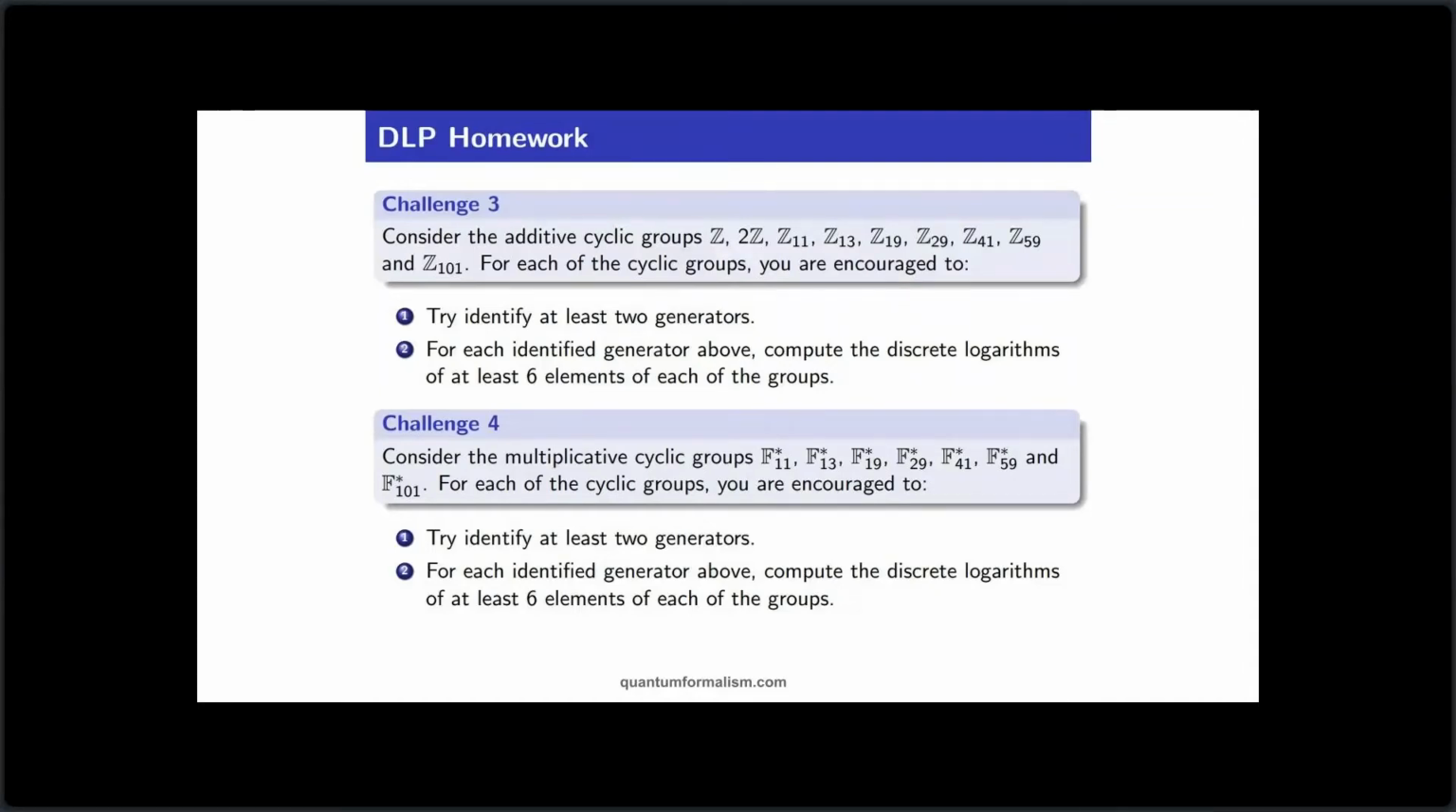So challenge 3 is obviously, consider the additive cyclic groups, and you are encouraged to identify at least 2 generators and play with those 2 generators, right? And then for each of the identified generators, you compute a discrete logarithm of at least 6 elements. Pick them randomly, whichever you decide to pick. Just practice computing discrete log, because this will give you an intuition about the hardness for both the additive but also the multiplicative case. Okay, so that's it.